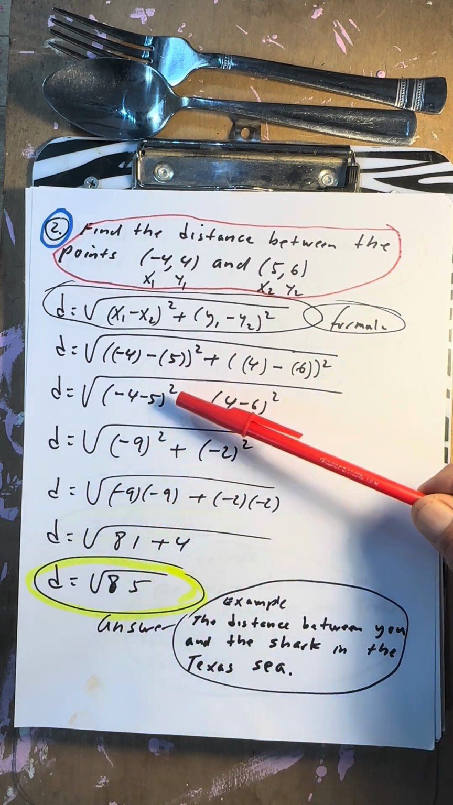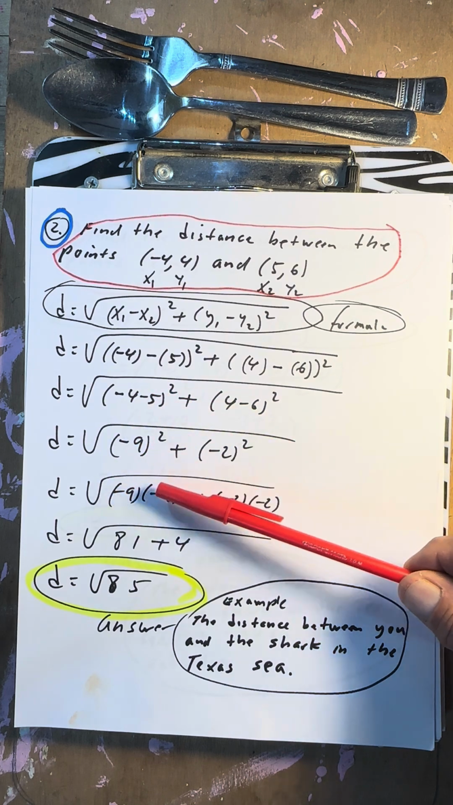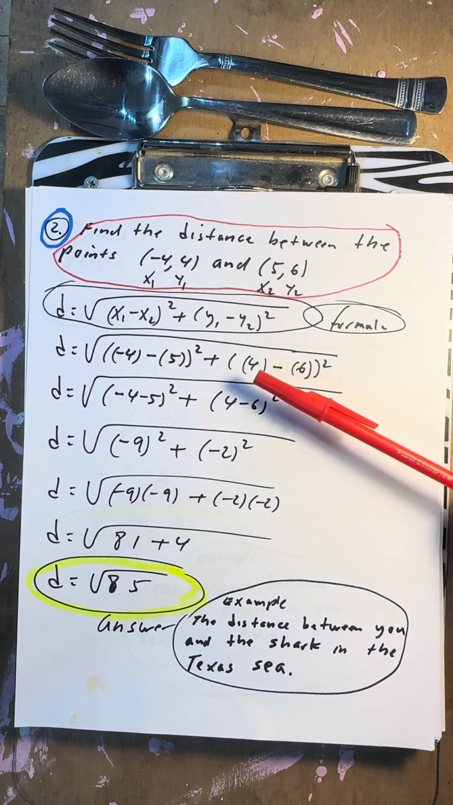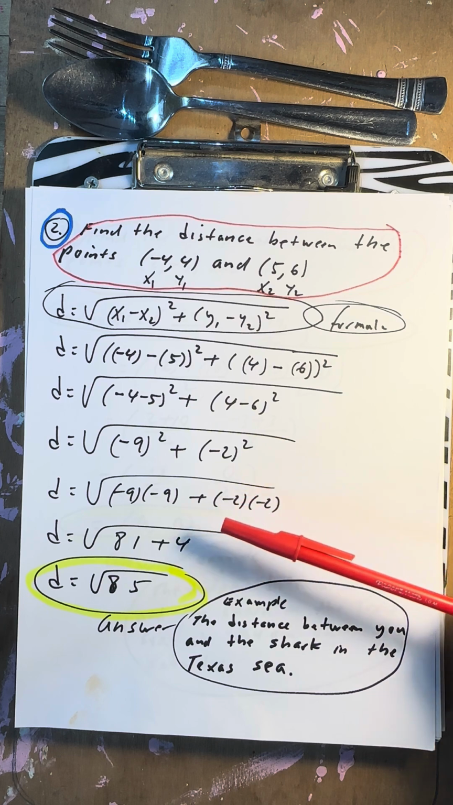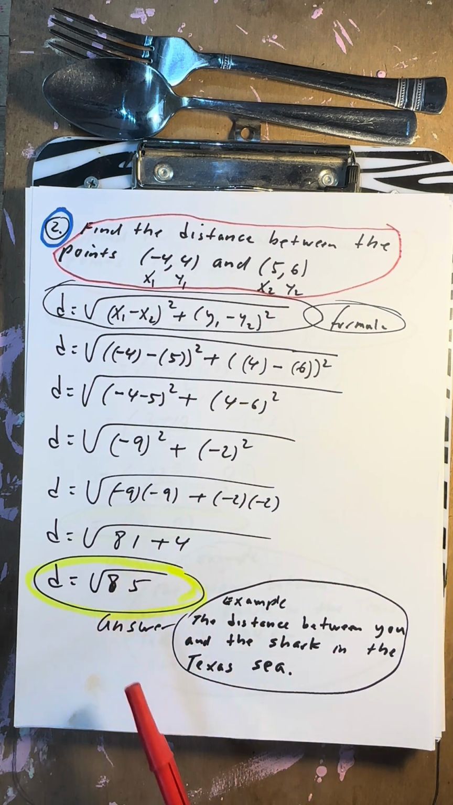So this is take the parentheses off. So it would be negative 4 minus 5, negative 9. Negative 9 squared means negative 9 times negative 9, which is a positive 81. This one over here is going to give you 4 minus 6 is negative 2. And negative 2 squared is a positive 4. So 81 and 4 is 85. So the square root of 85, leave it alone.